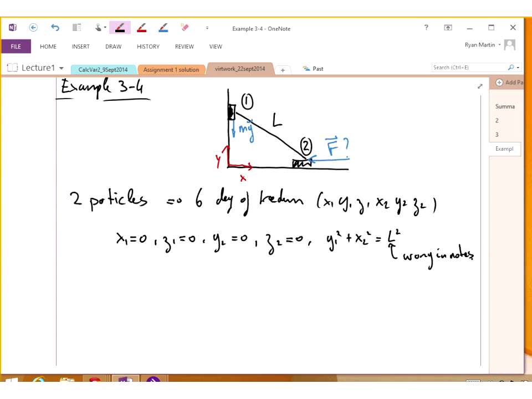So again, we have 6 degrees of freedom, and we have 5 constraint equations. So there's only 1 true degree of freedom. And so let's choose the angle θ down here as our generalized coordinate.